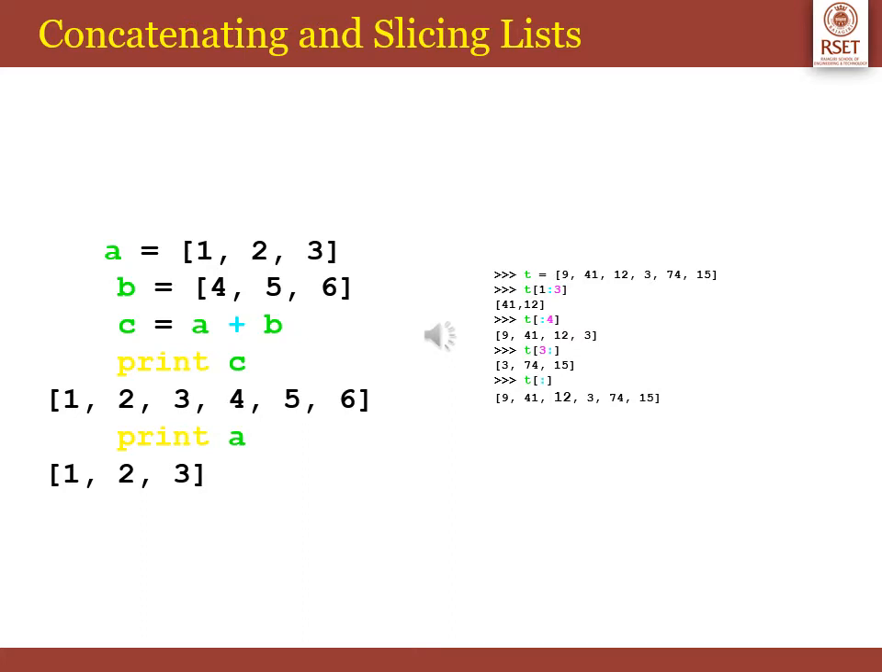Other options possible with list are concatenation operations. Where I have two lists, I can use the plus operator to concatenate the lists. I can also do the slicing of a list by using the same kind of operation, that is square brackets and the slicing operator of colon. Examples are shown in the slide.